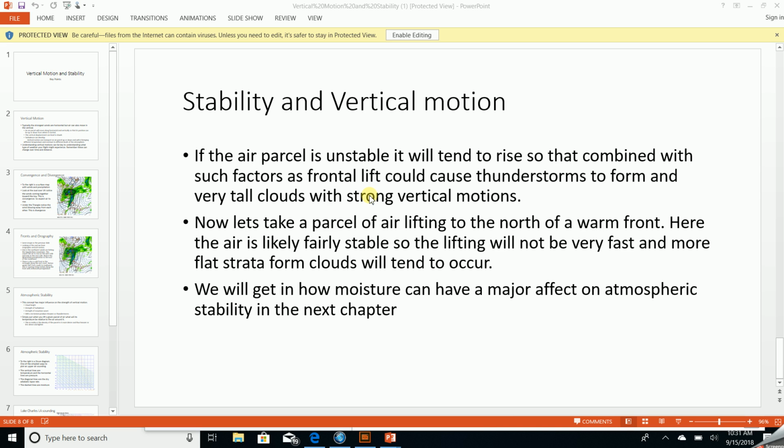This module, we begin with stability and vertical motion. The two are very much related, and they're also unrelated. So let's see if we can talk a little bit about that.